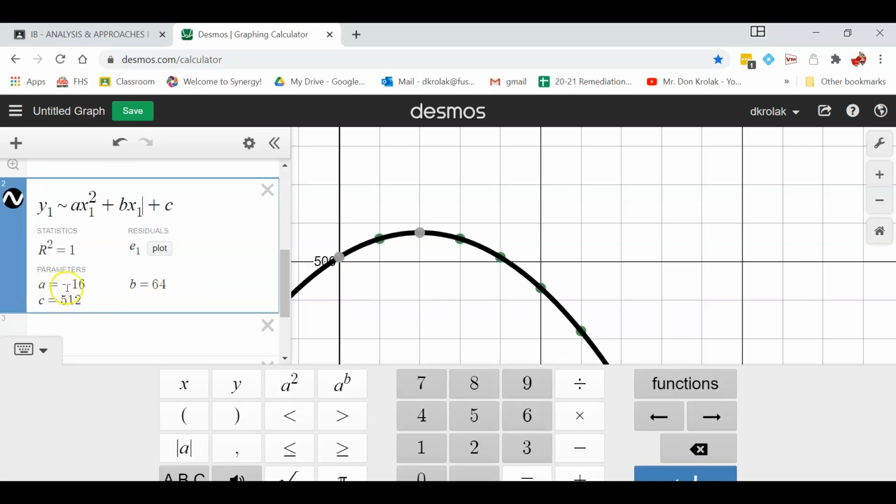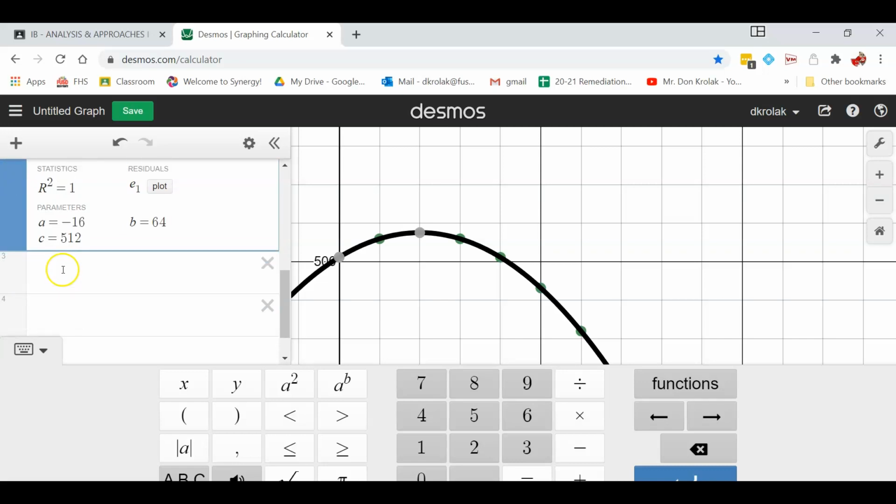So there's your A value, negative 16. There's your B value, 64. And there's your C value, 512. Now put it in vertex form.